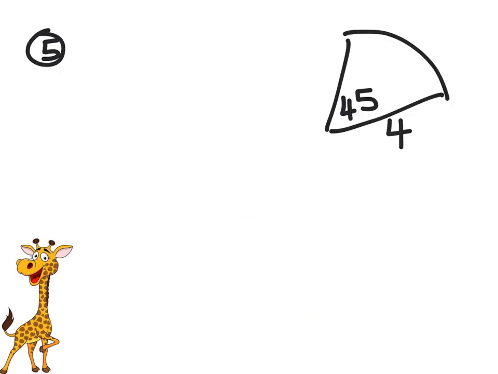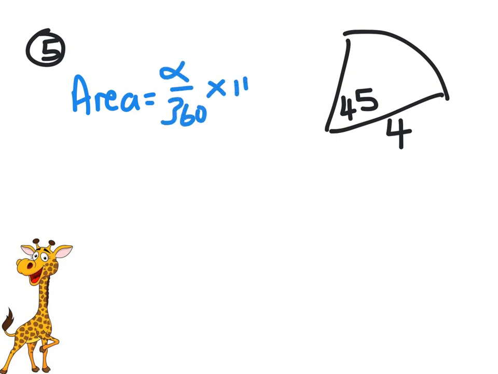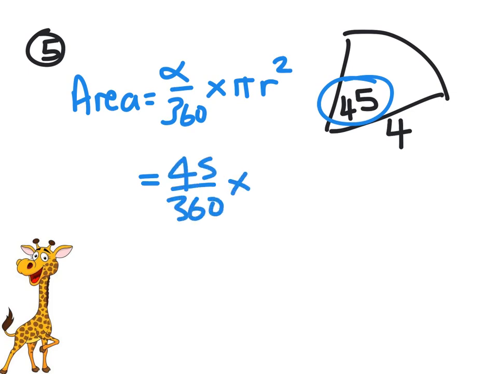Question 5. Calculate the area of the sector here, but leave your answer in terms of pi. What on earth does that mean? Well, the area of the sector is alpha over 360 times pi r squared. So if I put the information in that I know, the angle's 45 over 360 times pi times the radius 4 squared. Now all this question is really asking you to do is do a bit of cancelling.